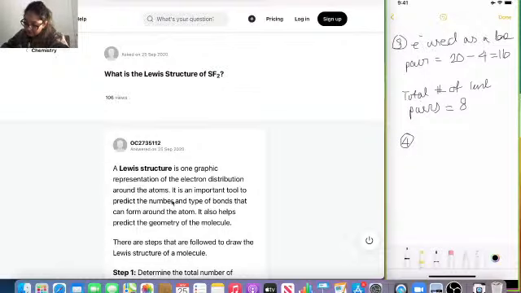Okay, so now we're going to draw the Lewis structure with the given information. Since we have 2 fluorine atoms, those are going to be on the outside, whereas our central atom would be sulfur. Sulfur, as you recall, has 6 valence electrons. And so then we have 2 fluorine atoms.